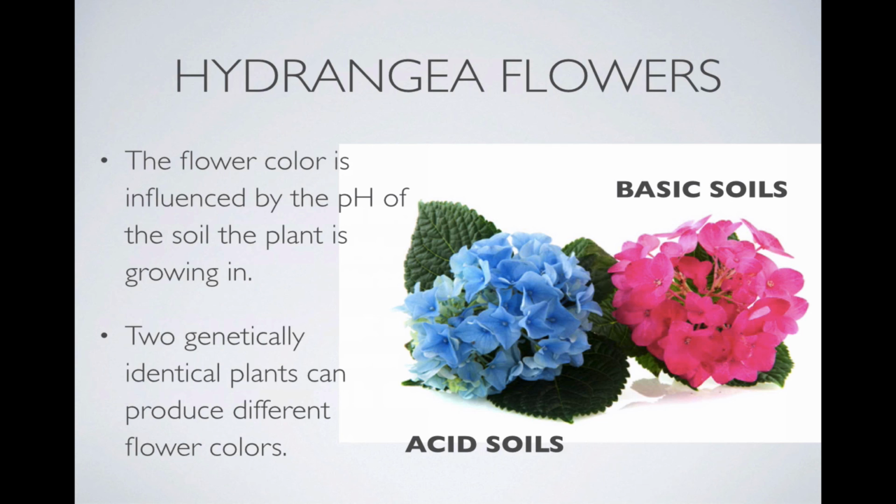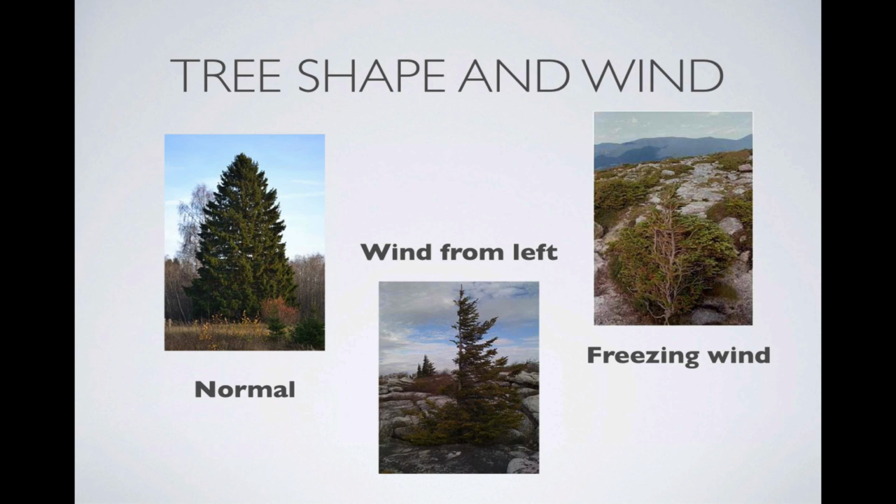So if you grow hydrangeas in acidic soil, you get blue flowers. If you grow the exact same plant in basic soils, you get pink or red flowers. And if your soil is neutral, you kind of get this muddy brownish mix of the two colors that nobody likes. Okay, another example of environment affecting the form of an organism.